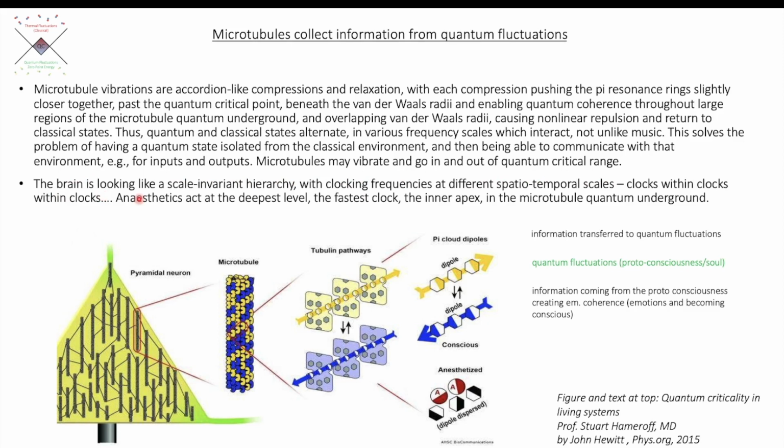The brain is looking like a scale invariant hierarchy with clocking frequencies at different spatio-temporal scales, clocks within clocks within clocks. Anesthetics act at the deepest level, the fastest clock, the inner apex in the microtubuli quantum underground.